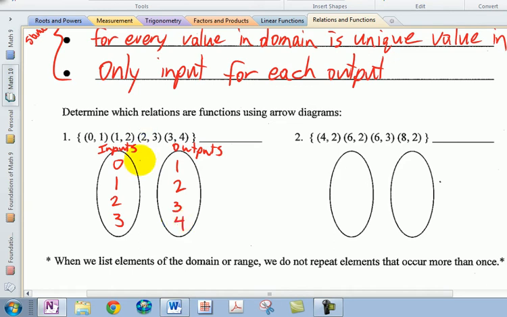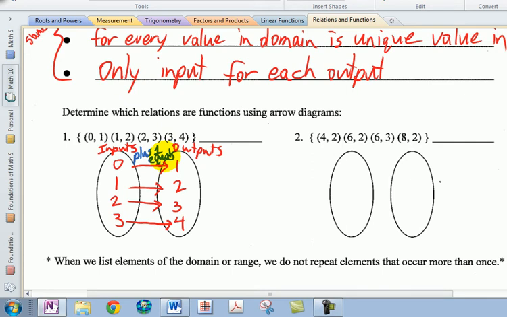So when we input a 0, we get an output of 1. When we input a 1, we get an output of 2. When we input a 2, we get an output of 3. When we input a 3, we get an output of 4. So what's the relationship? Well, the relationship is the input plus 1 equals the output. So the input plus 1 equals the output.